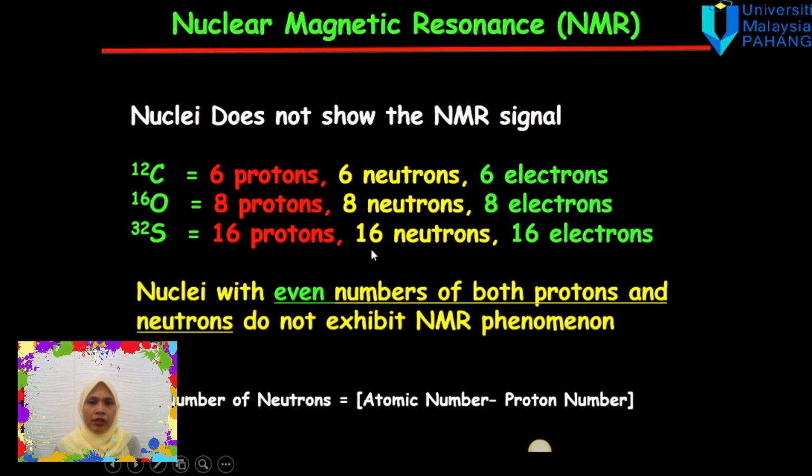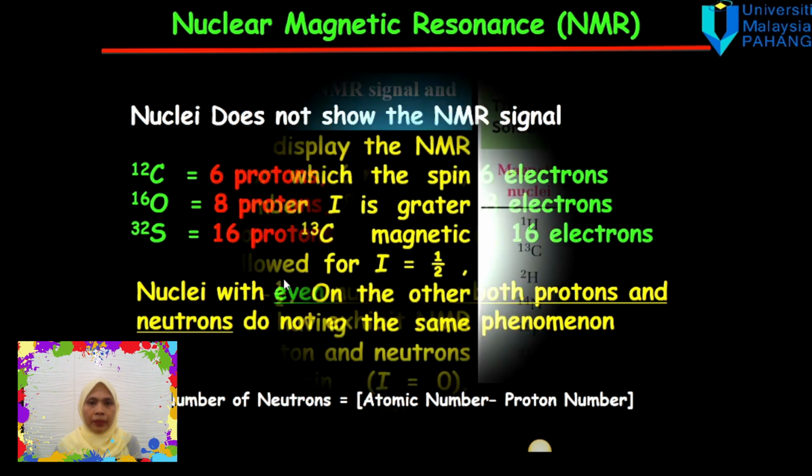Nuclei that do not show the NMR signal are the nuclei that have an even number of both protons and neutrons. For example, carbon 12 is 6 protons and 6 neutrons, oxygen 16 is 8 protons and 8 neutrons, and sulfur 32 is 16 protons and 16 neutrons. Even numbers, they are not detected.